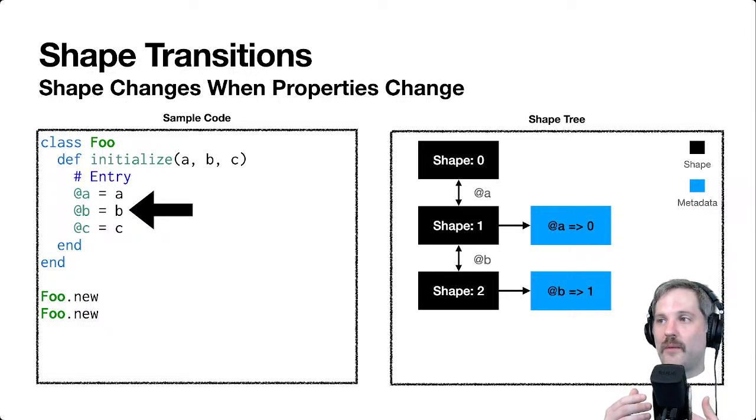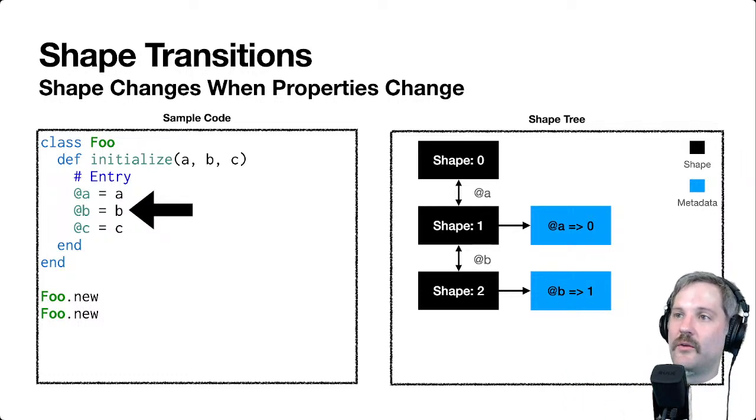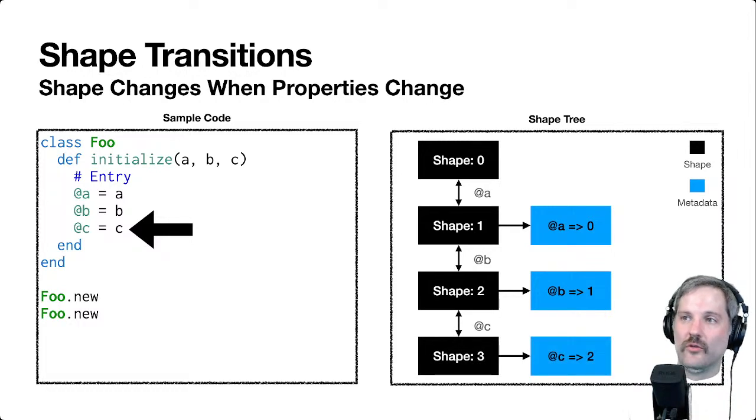Shape 2 will map B to 1 because we already have something, essentially our next one in the list. And we repeat the process with C. So again, we map C to 2.